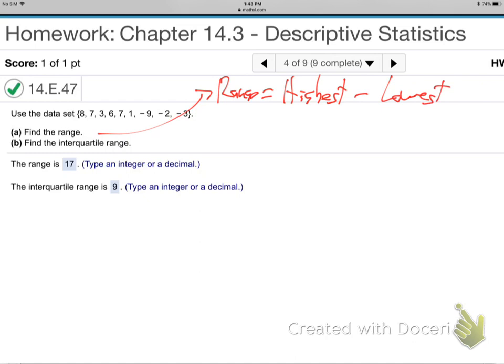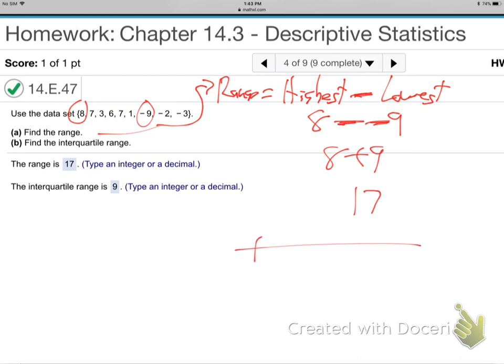You can put that in your 3x5 card if you want for the exam next Tuesday. Highest minus lowest. So what's the highest of all the numbers in the group of numbers here? 8. So 8's the highest. What's the lowest of the numbers? Negative 9. So 8, double negative, right? There's the subtraction symbol, and then 9 is itself negative. Double negative is add, as you know, 17.